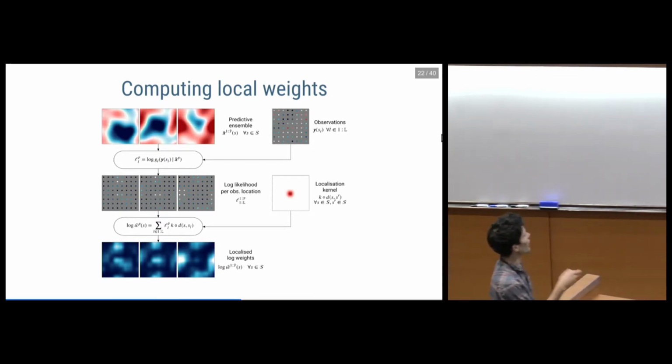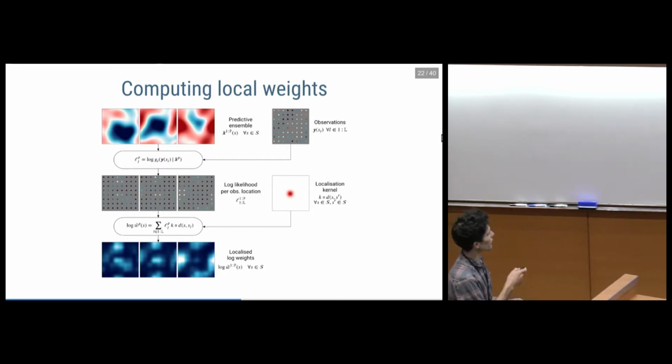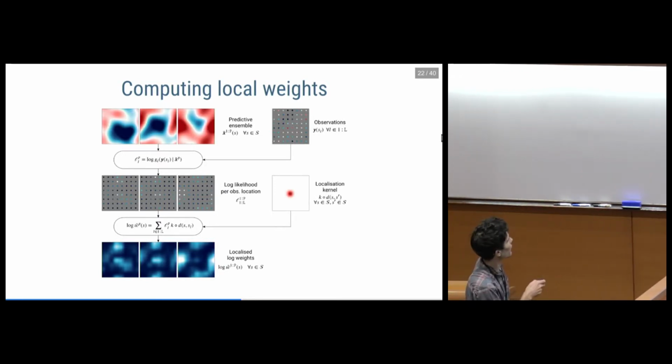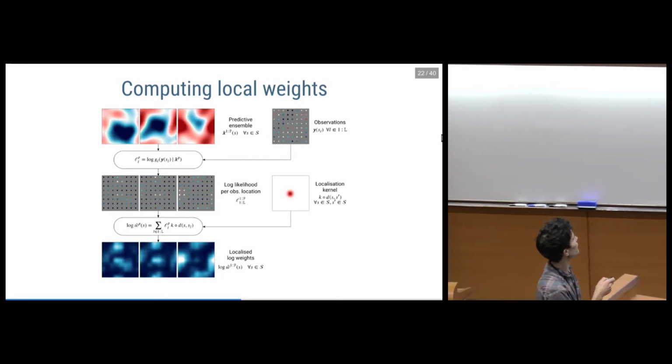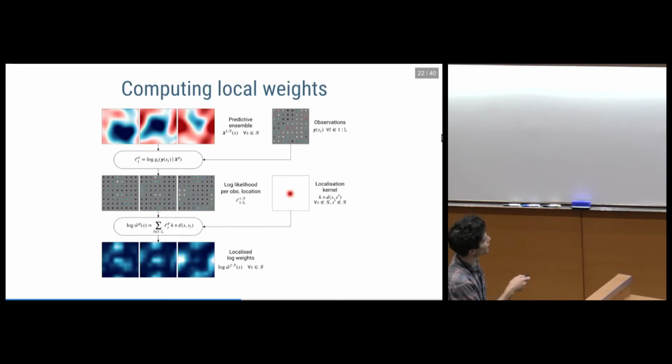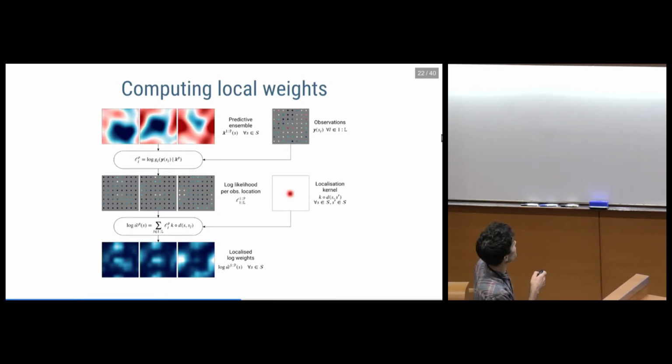Now we take this localization kernel that we defined before. This is just some compactly supported kernel on our spatial domain. And effectively, we convolve that with these sparse log likelihood fields to produce smooth localized log weight fields. So if we took that kernel to just be the whole spatial domain, effectively we would sum across all of those terms and we would get a single particle weight, or equivalently a constant weight across the whole field. And that would just be the standard particle filtering setting.